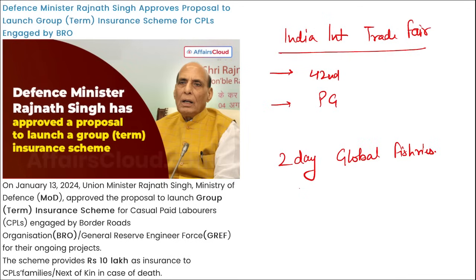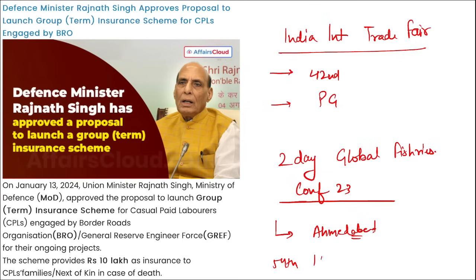fisheries conference was held. Where was this held? In Ahmedabad. Then the 54th edition of the International Film Festival of India. Where was this held? This was held in Goa. The 54th edition of the International Film Festival of India in Goa. And the India International Trade Fair in Pragati Maidan in New Delhi was the 42nd edition.